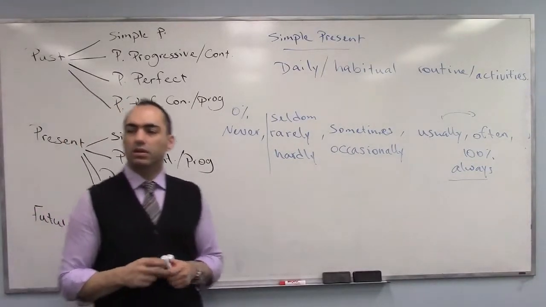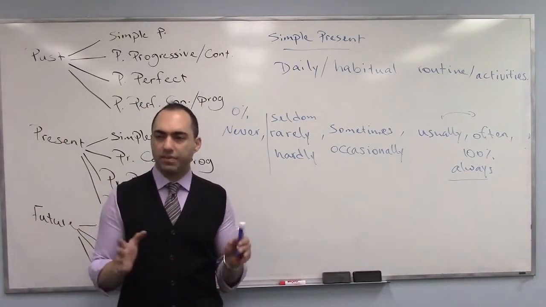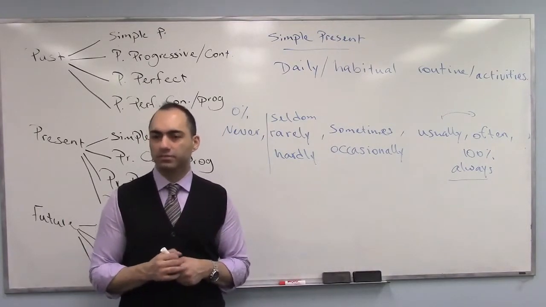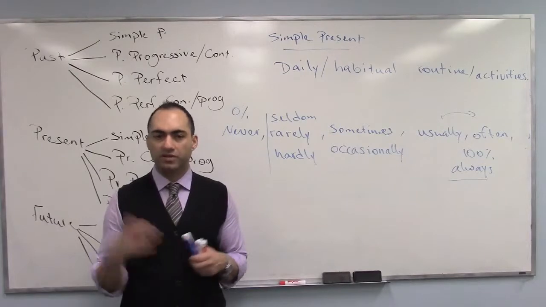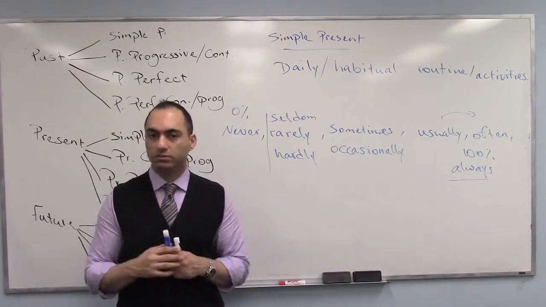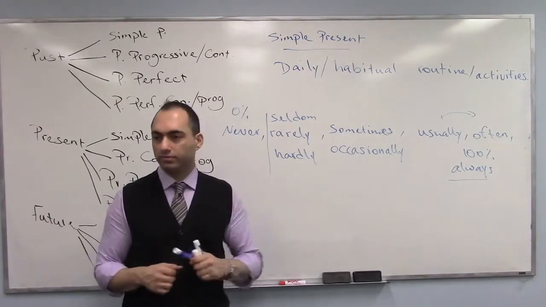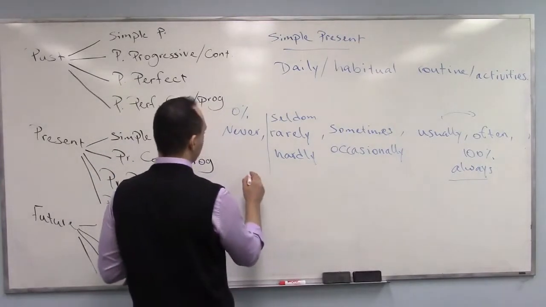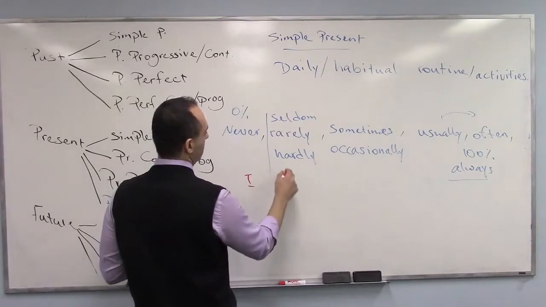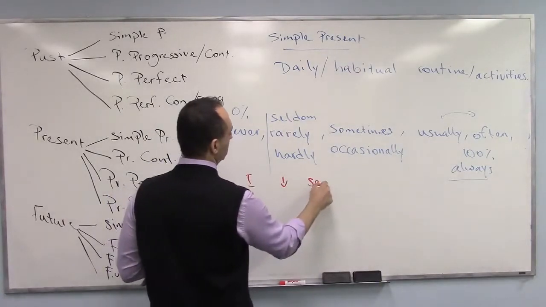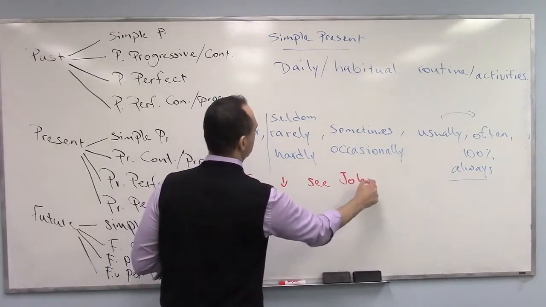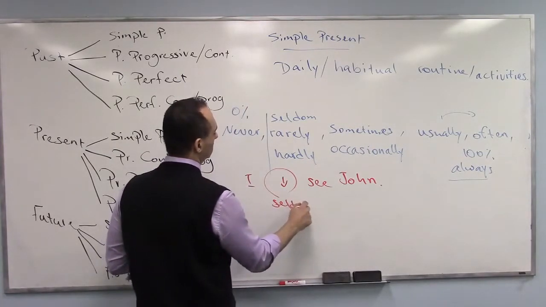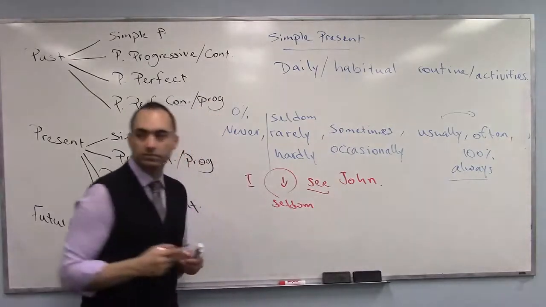Can you give this package to John? Can you give this box to John? Oh, I seldom see him. You better find another person. I seldom see John. So when I say I seldom see John, I seldom or hardly see John. You see, seldom comes before the main verb here.